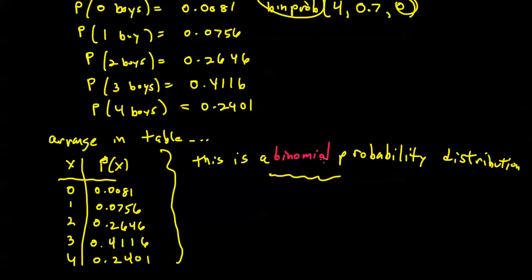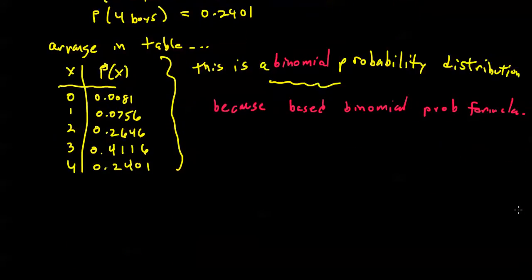We've got a fixed number of trials. We've got 2 outcomes per trial. The probabilities are constant in each trial, and the probabilities are independent from trial to trial. Alright, this is a binomial probability distribution, again, because it's based on outcomes of the binomial probability formula. Okay?